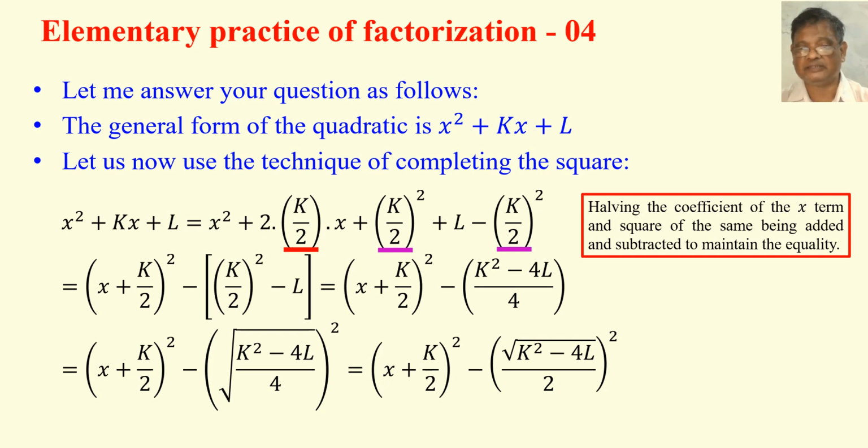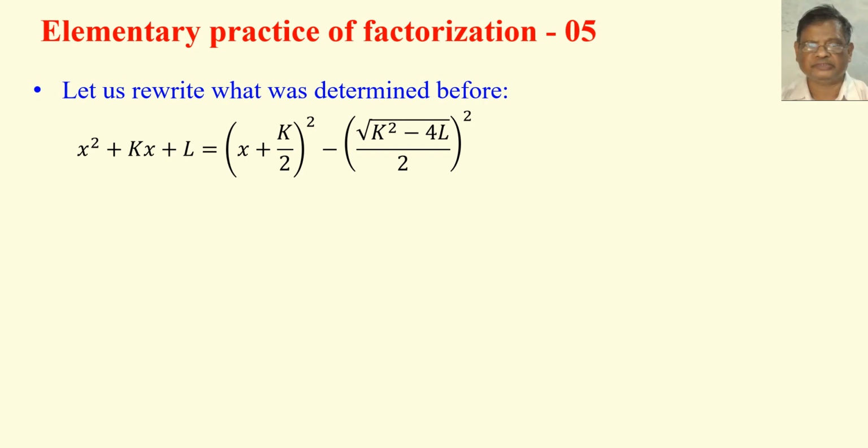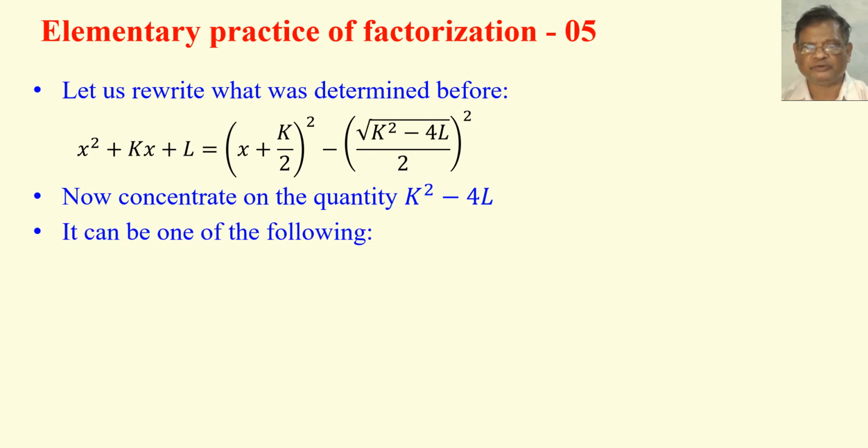Terms are now arranged to obtain a difference of squares, namely (x plus k by 2) whole thing squared minus the square of the square root of k squared minus 4l, divided by 2. The foregoing derivation is reproduced for now for clarity. Now concentrate on the quantity k squared minus 4l. It can be one of the following.